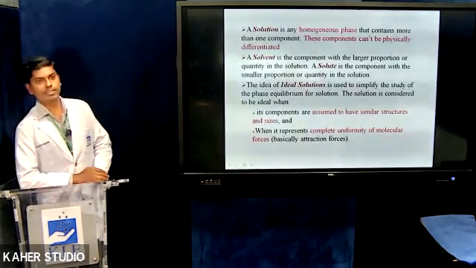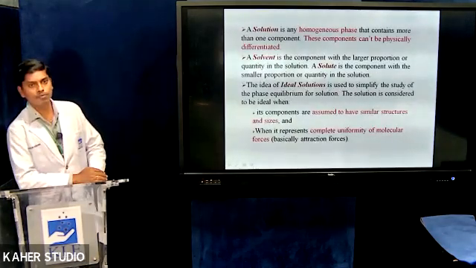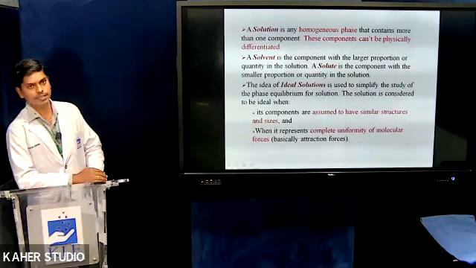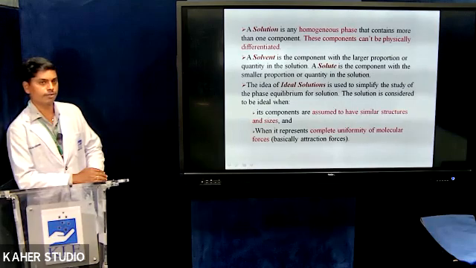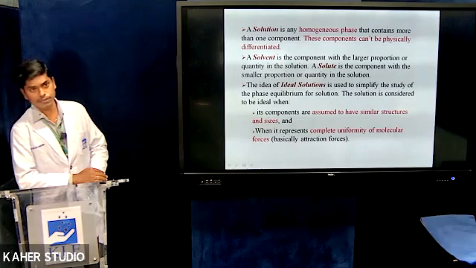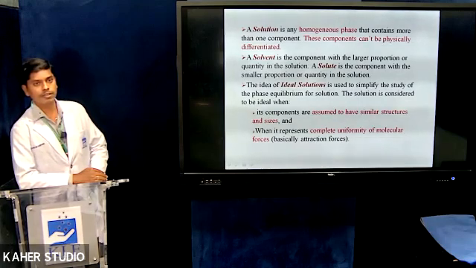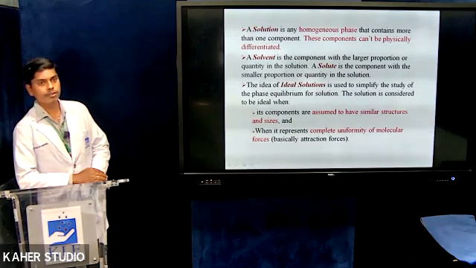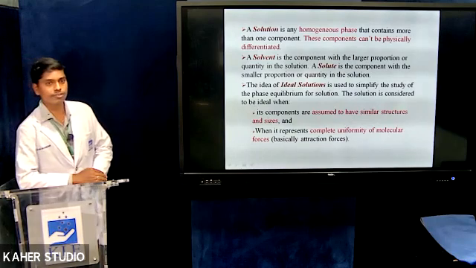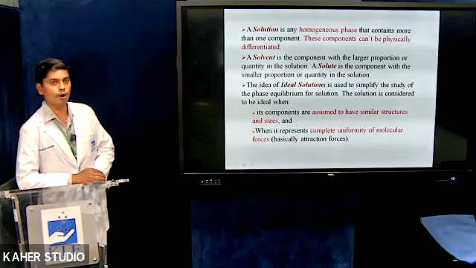A solution is any homogeneous phase that contains more than one component. These components can't be physically differentiated. When the solution involves two components, such as one solute and one solvent, the solvent is the component present in the larger proportion or quantity in the solution. The solute is the component with the smaller proportion or quantity in the solution.